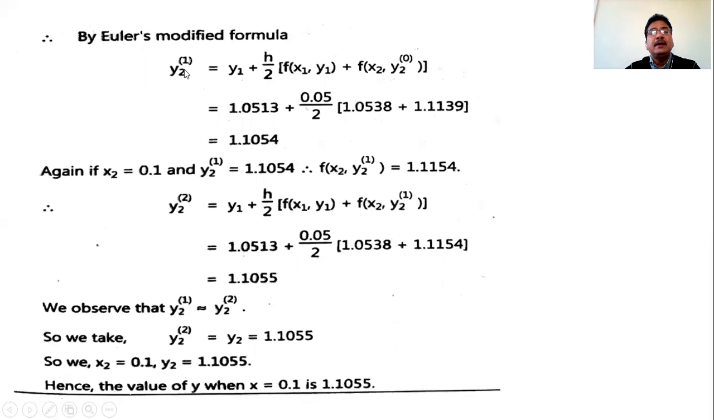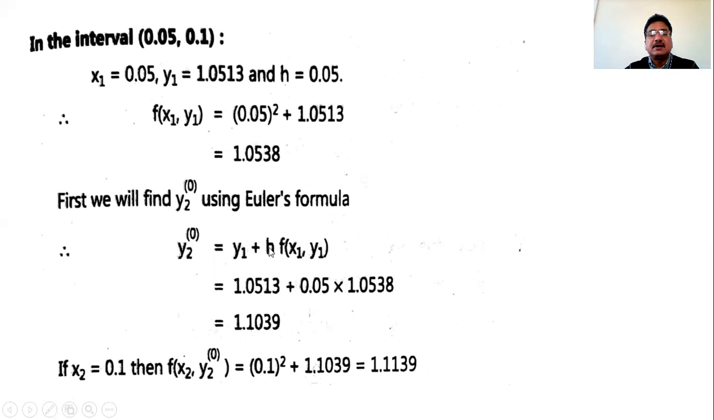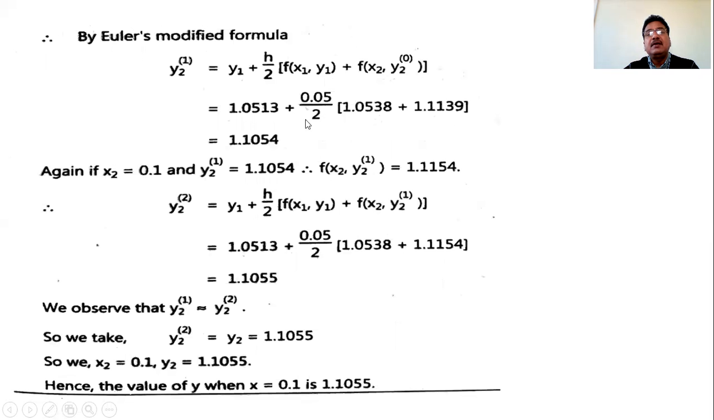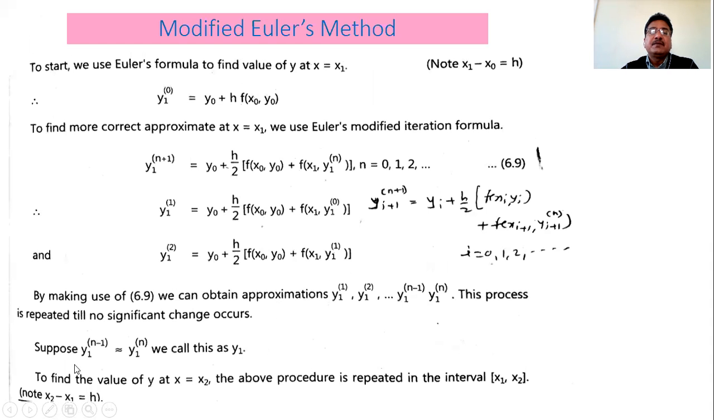What is the formula for y2 superscript 1? It is y1 plus h by 2 f of x1, y1 plus f of x2, y2 superscript 0. So this is the formula to obtain the values of y1 superscript 1, y1 superscript 2, y2 superscript 2, y2 superscript 3. Substitute i as 0, we get the values of y1. Substitute i as 1, so y2 superscript 1 is what? Substitute n as 0. So y2 superscript 1 is y1 plus h by 2 f of x1, y1 plus f of x2, y2 raised to 0.